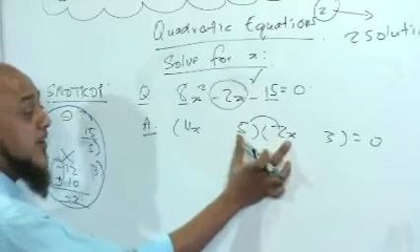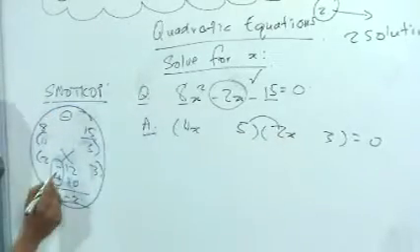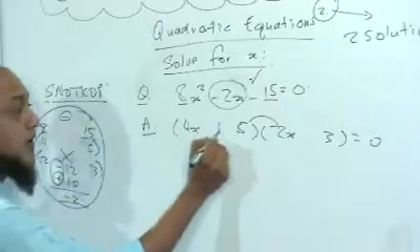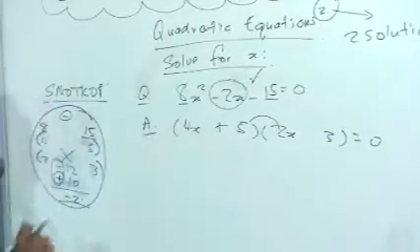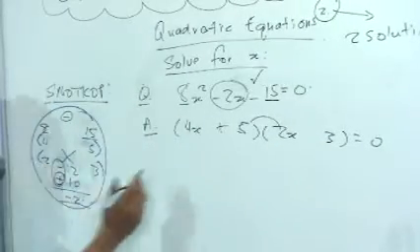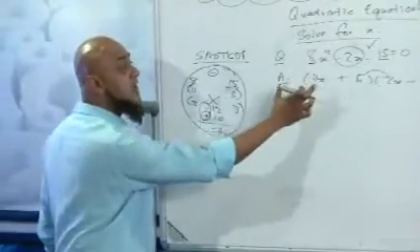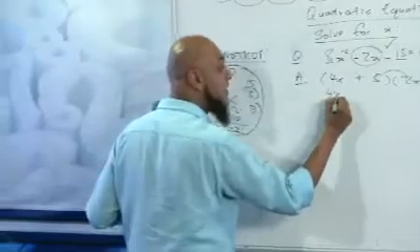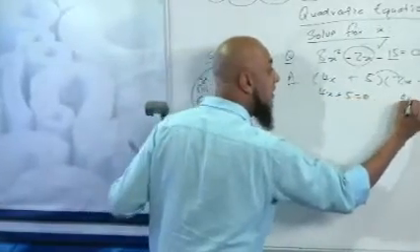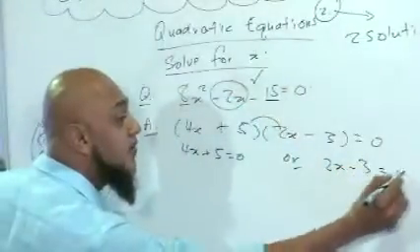You start from the two next to each other. 5 times 2 is 10. What do I need? Plus 10. Put a plus. 3 times 4 is 12. I need minus 12. I put a minus. And there we go, fully factorized, boys and girls. You now can take your two factors equated to 0. So we say 4x plus 5 equals to 0, or 2x minus 3 equals to 0.